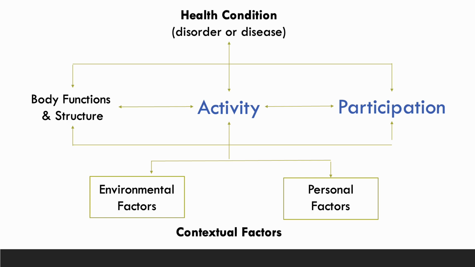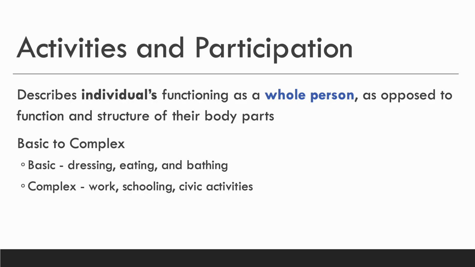So then looking at activities and participation. So activities and participation describes individuals functioning as a whole person as opposed to function and structure of their body parts. So this is going to go basic to complex. For example, a basic skill is dressing, eating, and bathing. Complex is things that are going to take up more bandwidth, which is work, schooling, and civic activities.